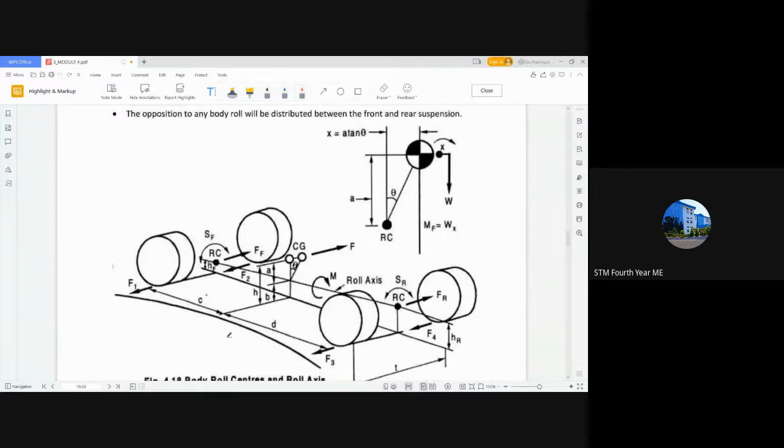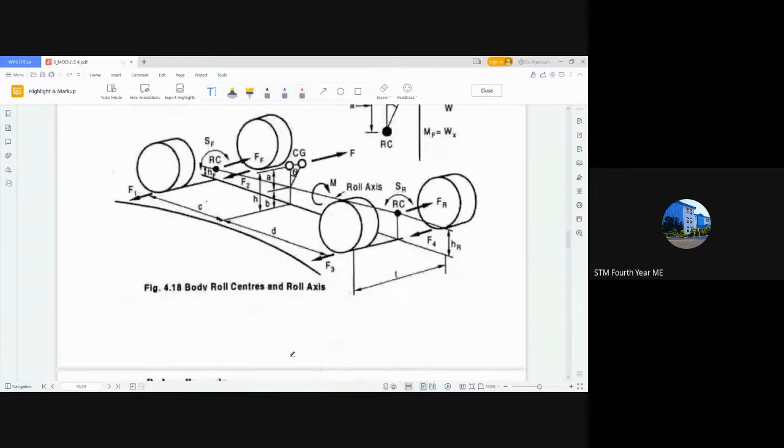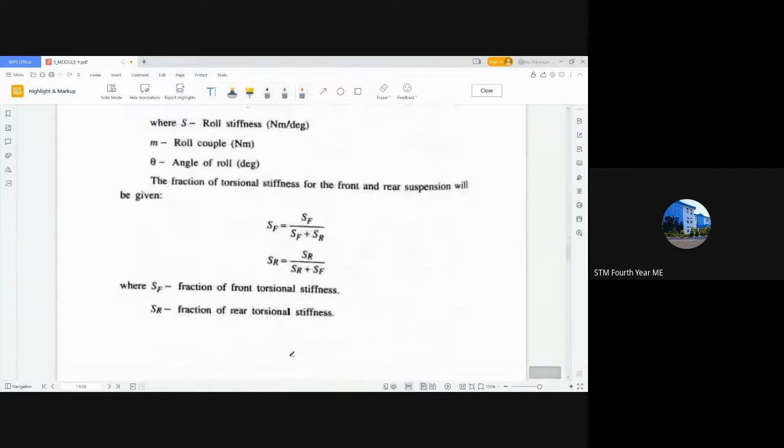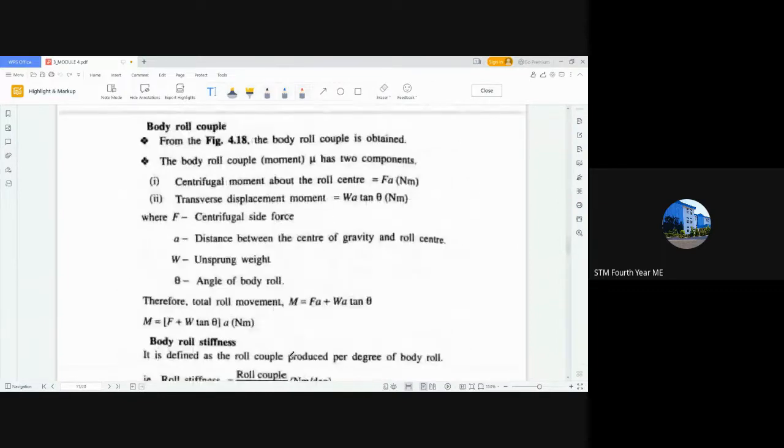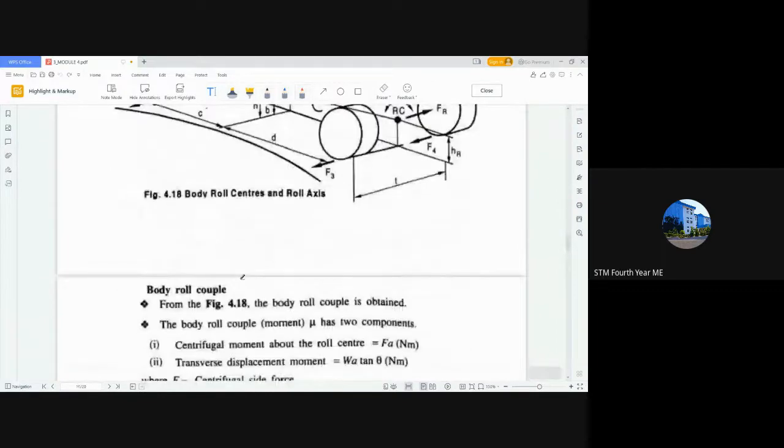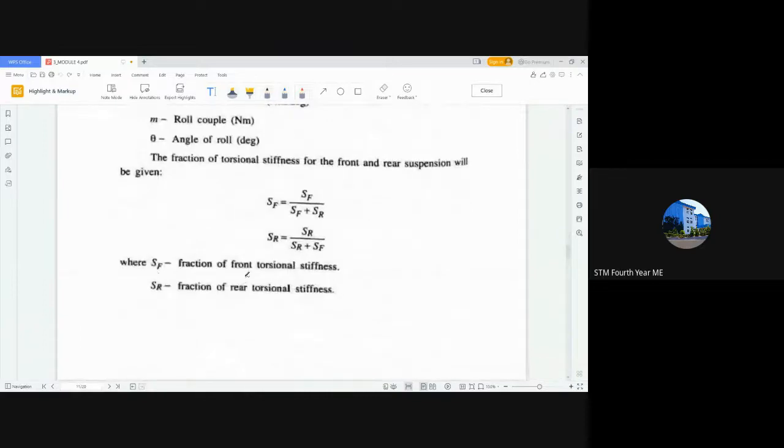So you have to study this diagram. SF and SR are shown here. SF is the fraction of front torsional stiffness, and SR is the fraction of rear torsional stiffness.